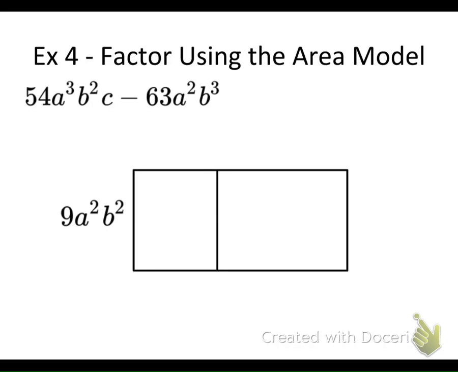All right, so this one has a lot of variables and some exponents with it. So let's go ahead and plug in what we know. Kelsey, can you help me out? What do we know? What are these numbers? Our area, right? Very good. So we know that our first rectangle's area is going to be 54 a cubed b squared c.